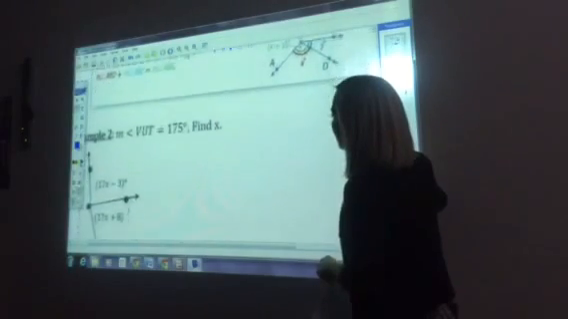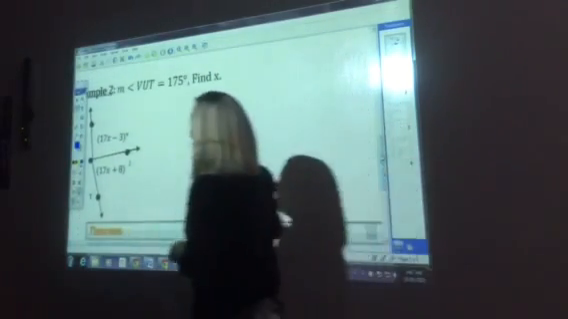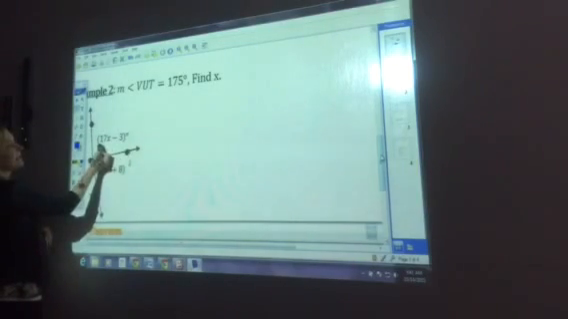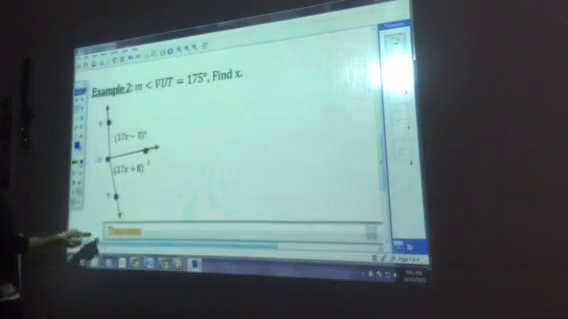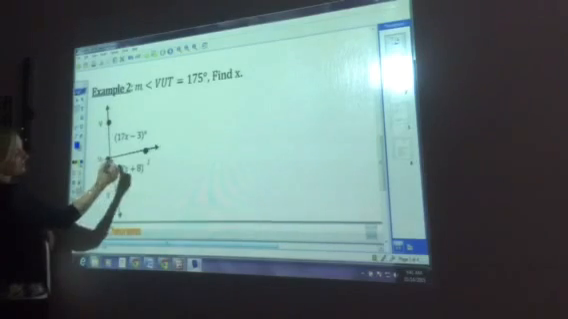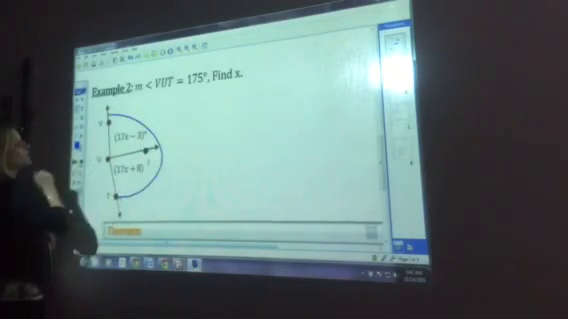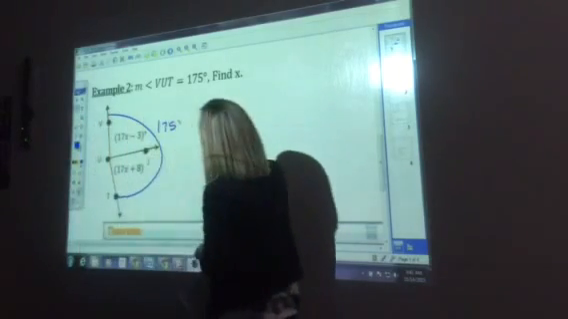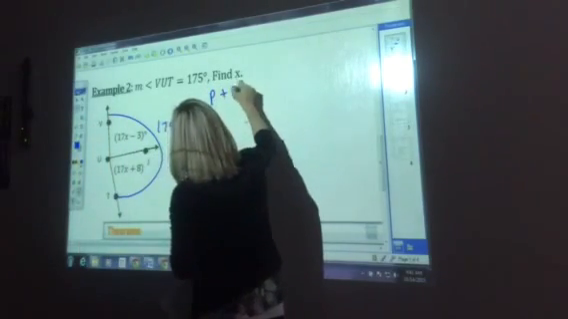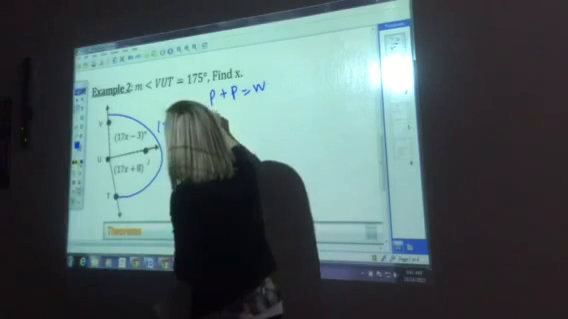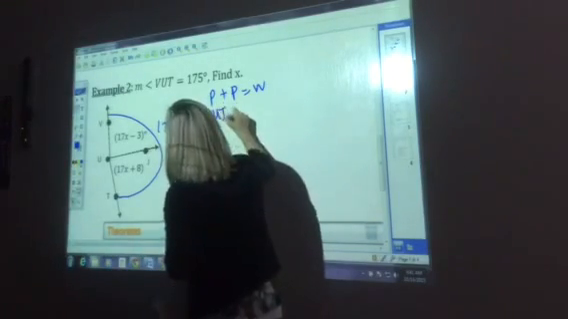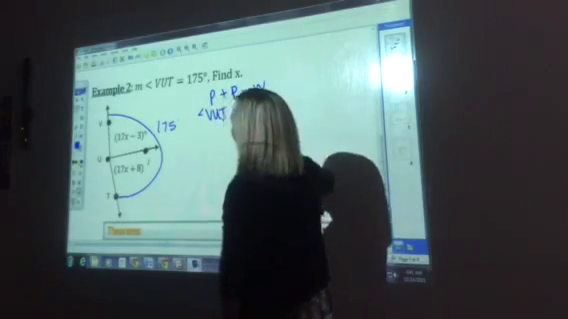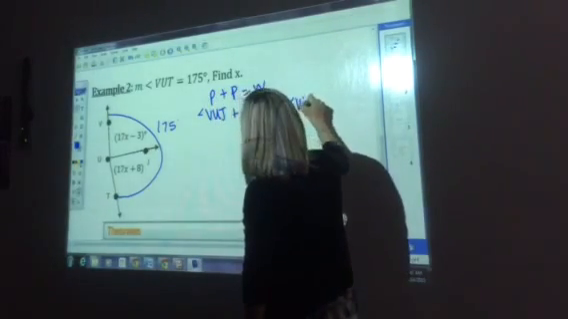All right? If we look at our first example over here, it says the measure of angle VUT, this whole thing right here, okay, is 175 degrees. So if I'm going to find the value of x, remember if I do part plus part equals whole, it's going to be our first angle, which is VUJ, plus our second angle, which is JUT, is equal to the whole thing, which is angle VUT.